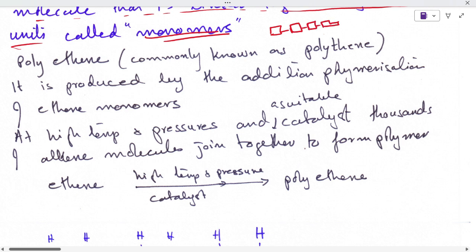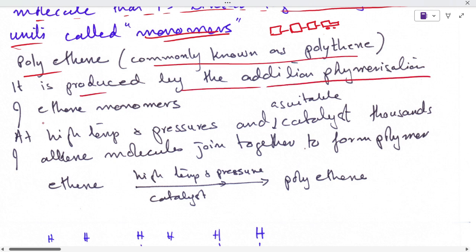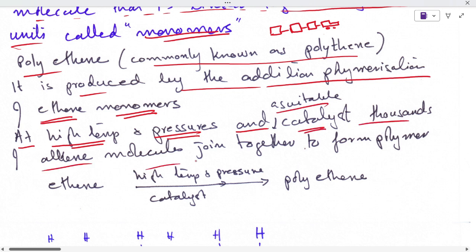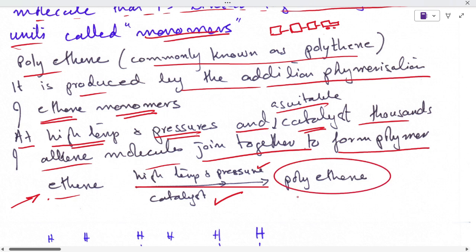Now, polyethene is produced by the addition polymerization of ethene monomers at high temperature and pressure and a suitable catalyst. Thousands of alkene molecules join together to form a polymer. Now I've written the equation: ethene. On the arrow I have written the conditions, that is high temperature and pressure. Under it I have written catalyst, and it forms polyethene.